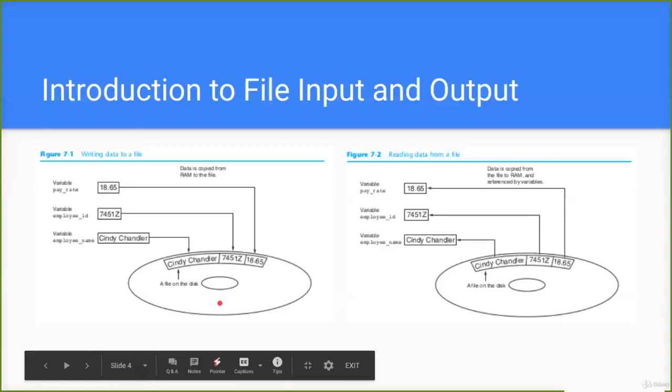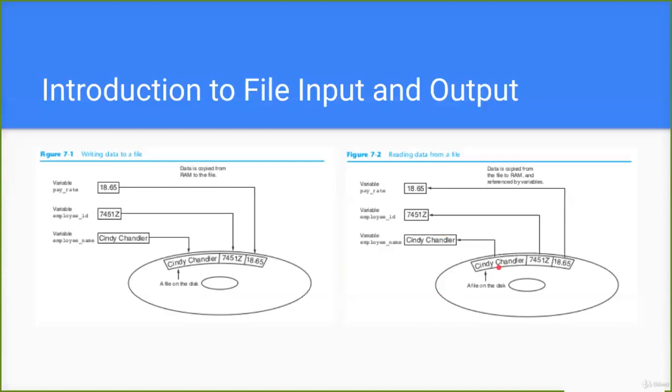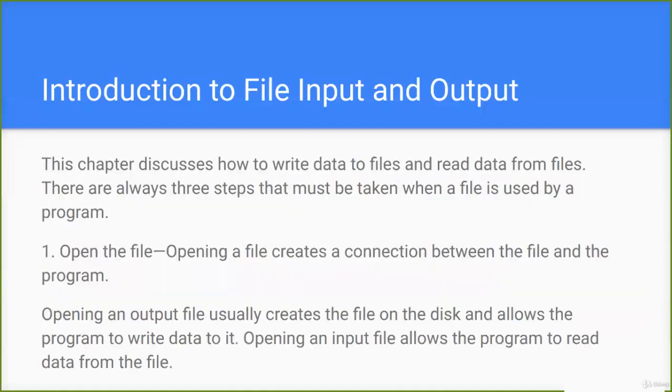Now, you can as well read data from a file. You can open up a file, read some data from the file, and store it in some variables. So these are the major operations that happen in a file. This lecture mainly focuses on how to write data into files and read data from files.